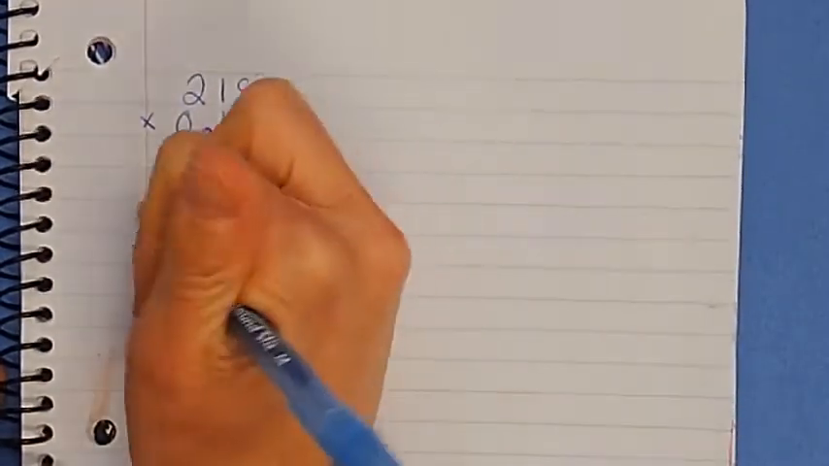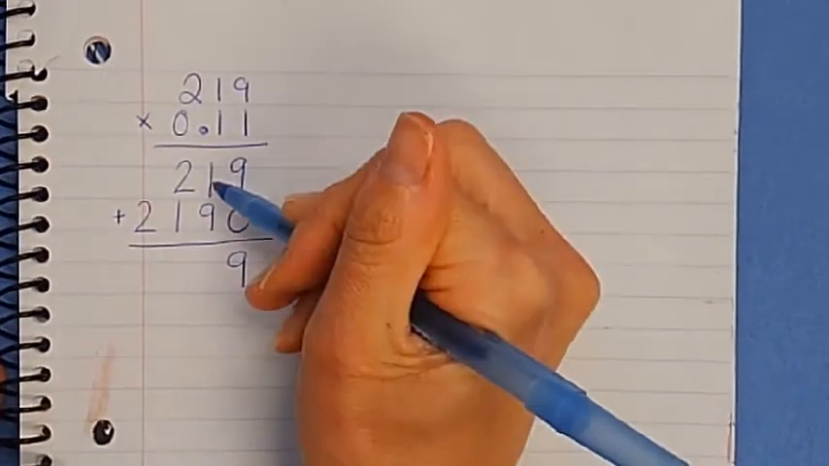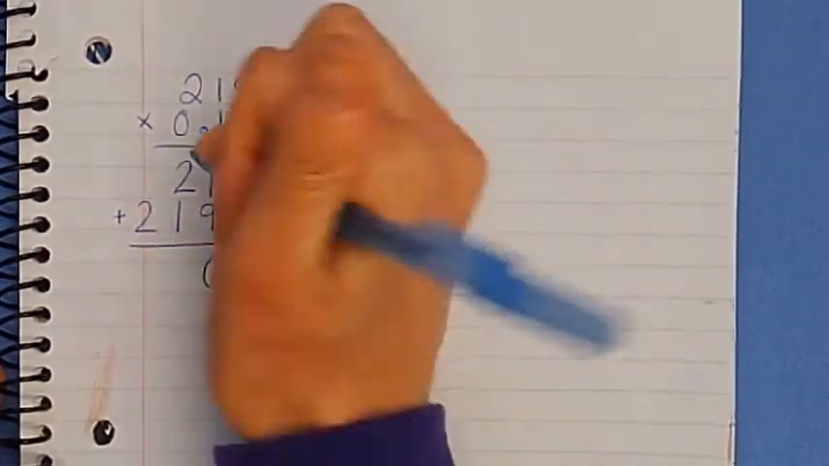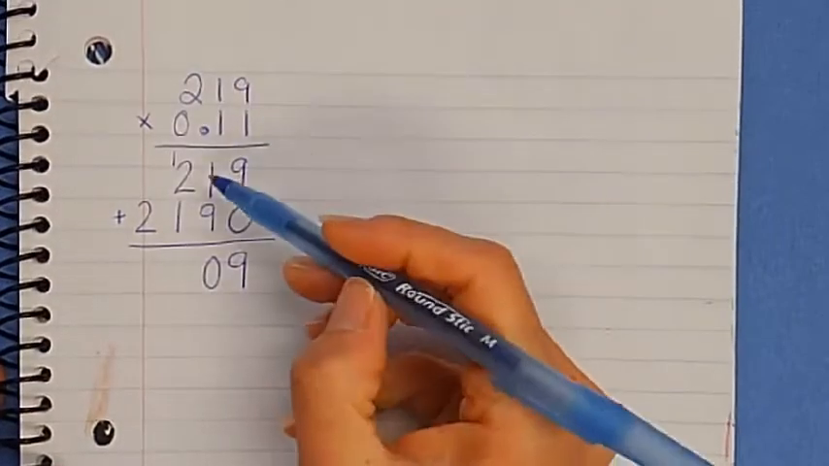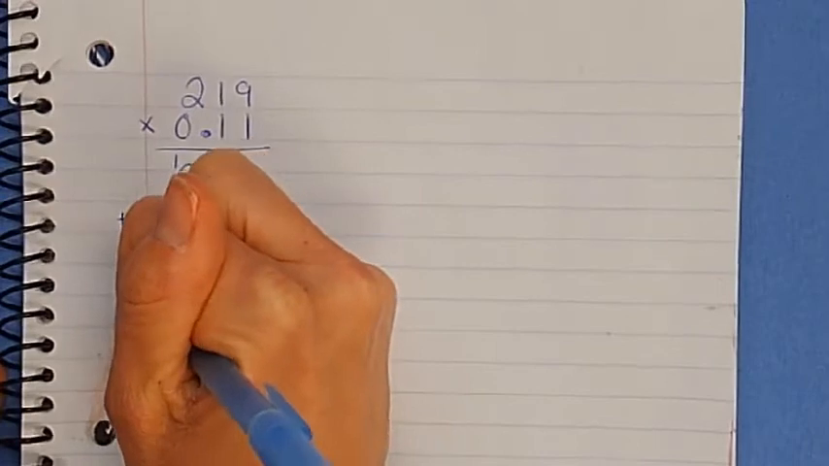Now I have my 2 partial products, and I'm going to add them together. 9 plus 0 is 9. 1 plus 9 is 10. I put down the 0, carry the 1. 2 plus 1 is 3, plus 1 is 4. And 2 plus 0 is 2.